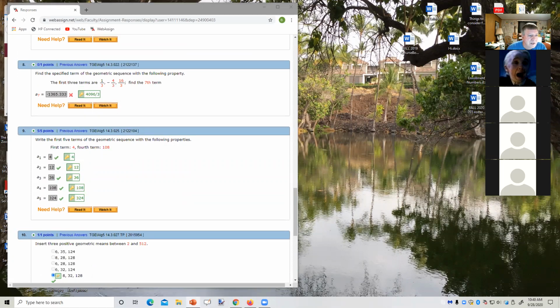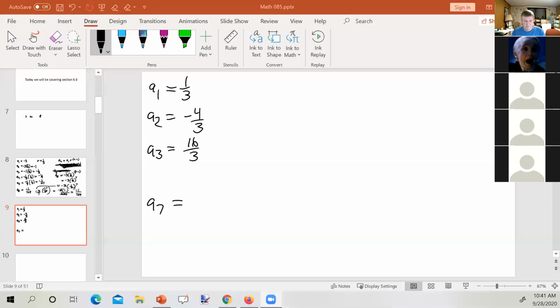It says, find the specified term of the geometric sequence with the following properties. The first three terms: a sub 1 is 1/3, a sub 2 is -4/3, a sub 3 is 16/3, and we're supposed to find a sub 7. So I know the first three terms of a geometric sequence, I'm supposed to find the seventh term. And this was number 8. Again, you don't all have the same numbers, so I'm just doing specifically problems that a certain person asked for, but your number 8 from section 14.3 would be very similar.